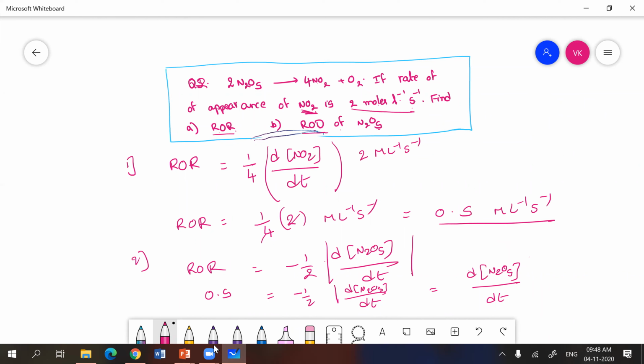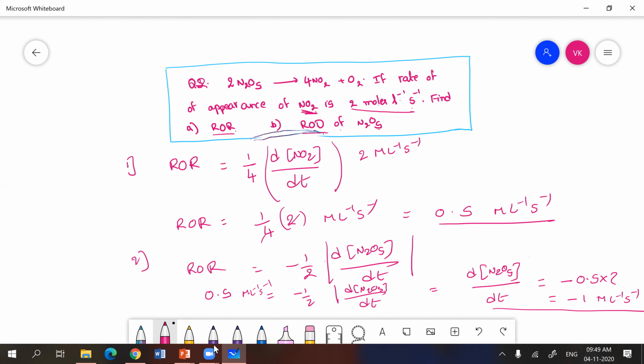How much is it? Minus 0.5 times 2, that is equal to minus 1. Rate of minus 1, what is this? Moles per liter per second. Okay, here we took rate of reaction, moles per liter per second. So the result also will be having moles per liter.